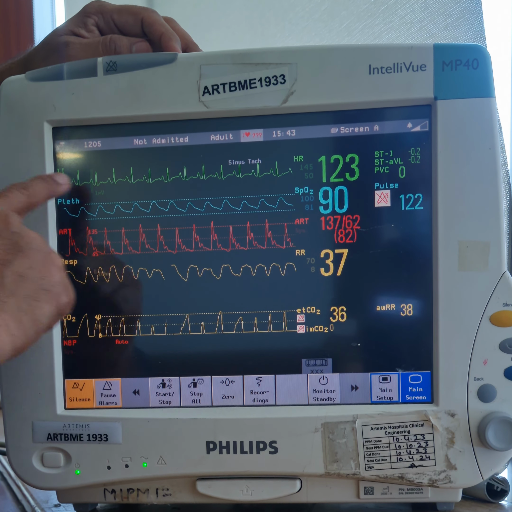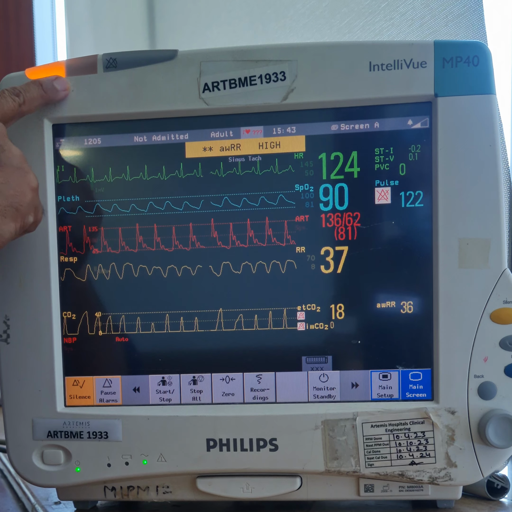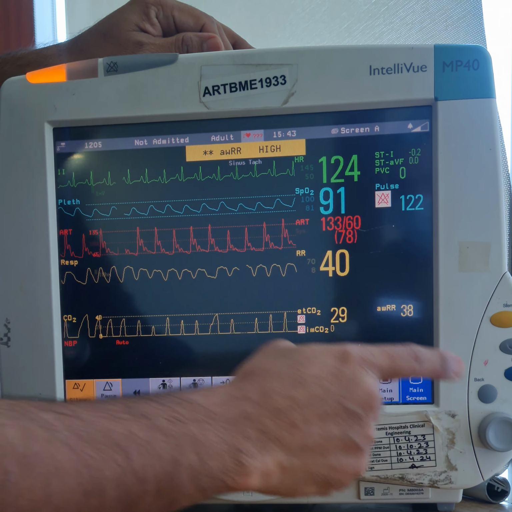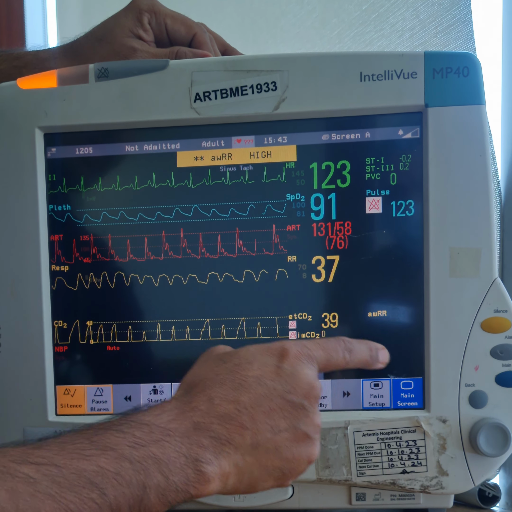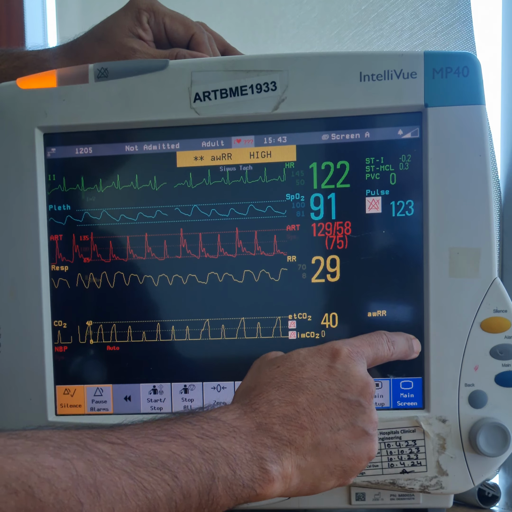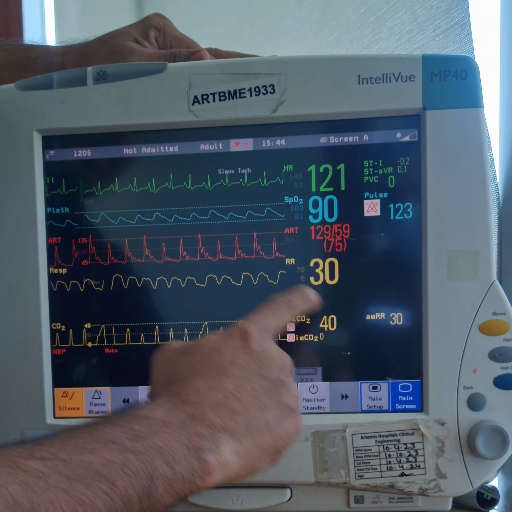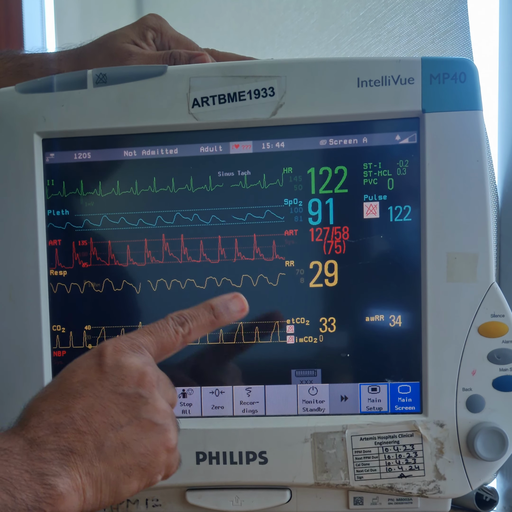Now coming to the first parameter, that is the ECG. You can see this is the visual alarm, right? If such an alarm comes, then first of all you have to see why this alarm is coming. It is because of the respiratory rate, which is high. So you have to address this first of all. Now this visual alarm goes away.